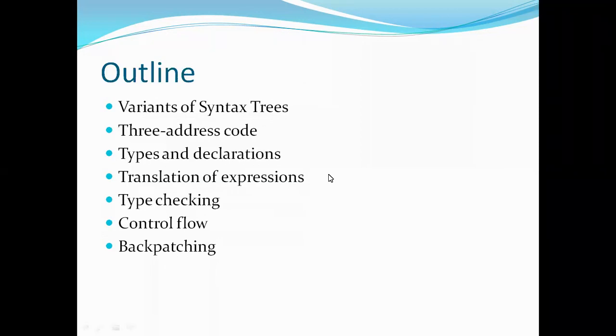The next one is three address code, and the next is types and declarations, then the translation of expressions and type checking. This concept was already explained in the last class on semantic analysis. The next is about control flow, and finally backpatching. These are the concepts under intermediate code generation, and one by one we will learn how the internal functionality of each concept takes place in intermediate code generation, right? The first concept is the syntax tree.